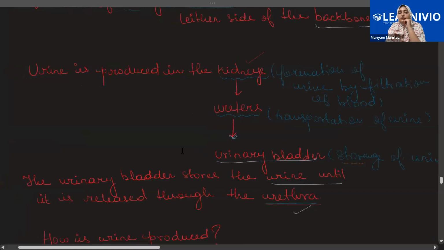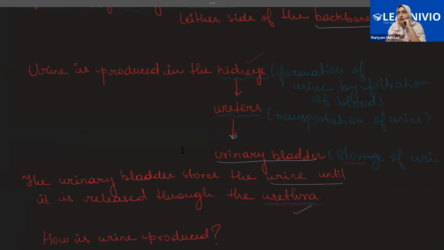Now, the urinary bladder is supplied with certain stretch receptors. So, whenever the urinary bladder is full, those stretch receptors signal the brain that, okay, now it is full, now you have to empty it.